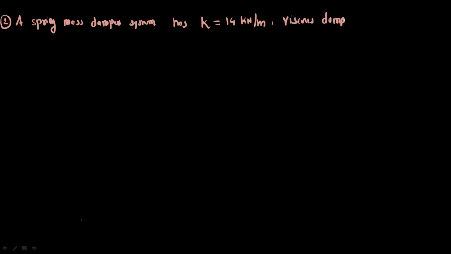Okay, so now note down the second problem. A spring mass and damper system has a spring constant K, which is 14 kilonewton per meter, the viscous damper with coefficient C, which is 1400 Newton second per meter, and the mass of 8.6 kg. Initially, it is at rest.